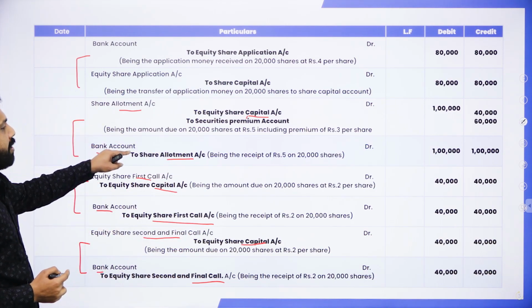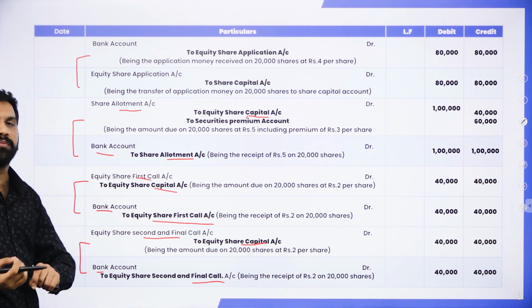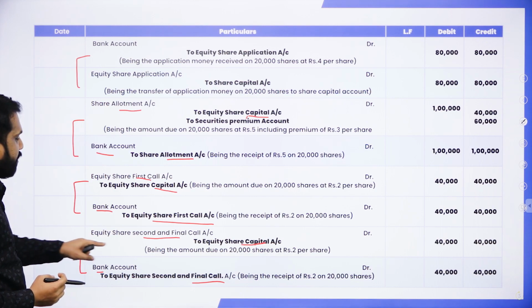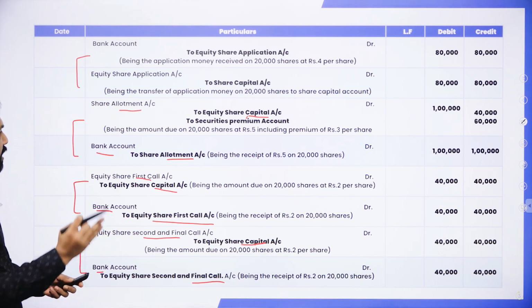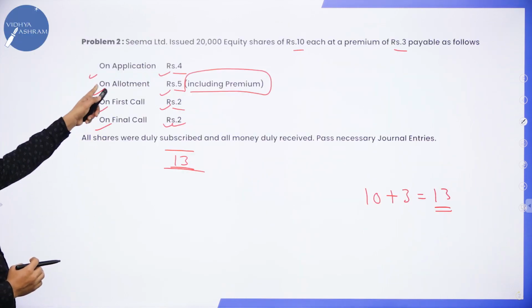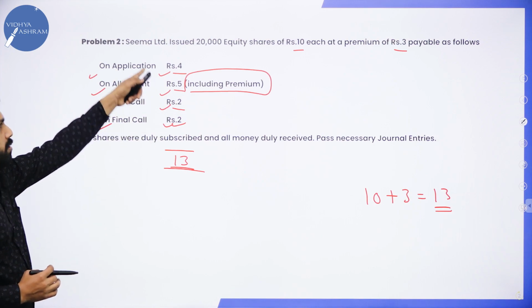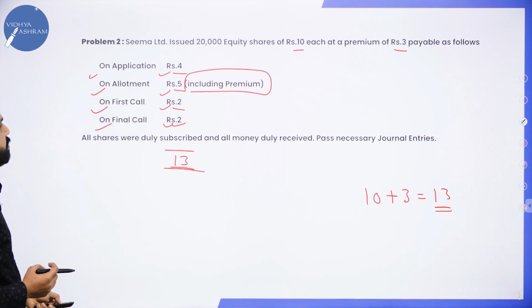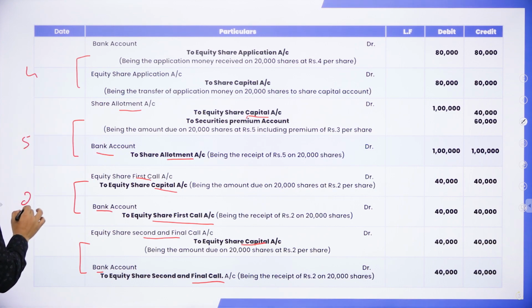Same journal entries, only the name will be changed. At the time of allotment, you should mention allotment. At the time of first call, you should mention first call. At the time of final call, you should mention final call. Now, I'll go back to the question. Application 4, allotment 5, first call 2, final call 2. Remember these numbers.